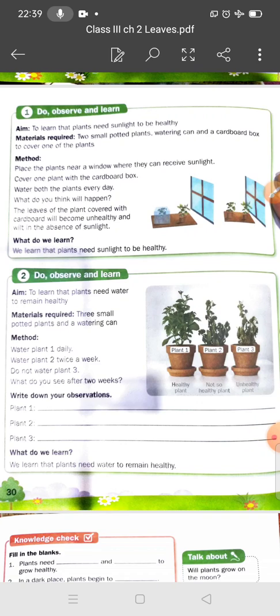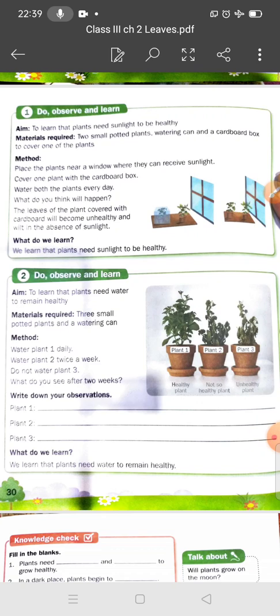Students, we have discussed in the previous lecture the different parts of a plant and also the functions of the parts of a plant. In this lecture we will discuss some activities. The first activity is to learn that plants need sunlight to be healthy. Next we will learn that plants need water to remain healthy. So let's start.